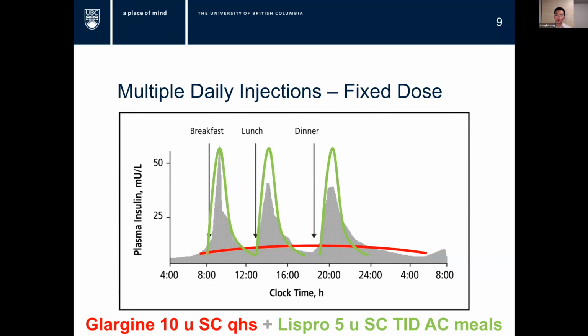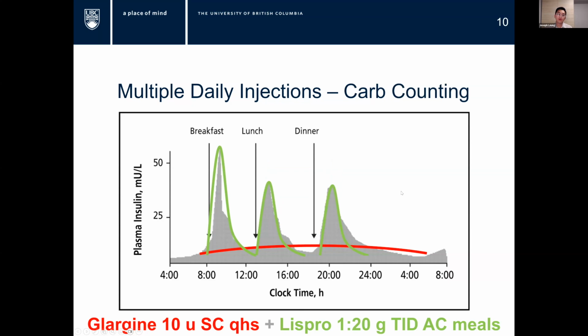So the more gold standard way of dosing insulin is what we call multiple daily injections, or MDI. So this is one possible regimen of MDI insulin dosing. And in this case, we are using fixed doses for that mealtime insulin or prandial insulin. So we're giving once a day glargine insulin. And then with each meal, we're giving lispro insulin, so this rapid acting insulin as well, to satisfy that need for insulin with each carb intake.